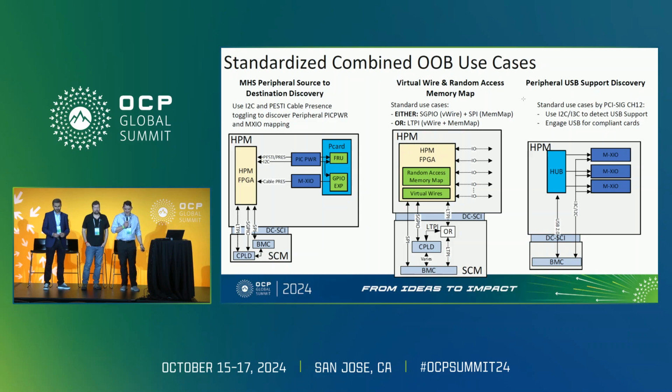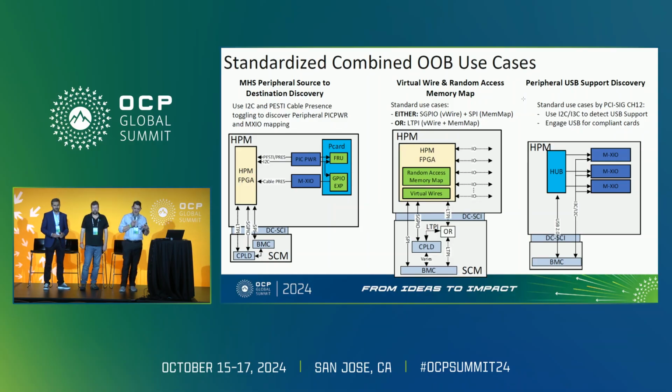The middle one was really around random access memory. As you cross that DC-SCM boundary, most of the things coming in are coming into the HPM. So do you want to shift them all into the SCM in order for the BMC to read them, or do you want to go directly to closest to the source and destination and where those come?